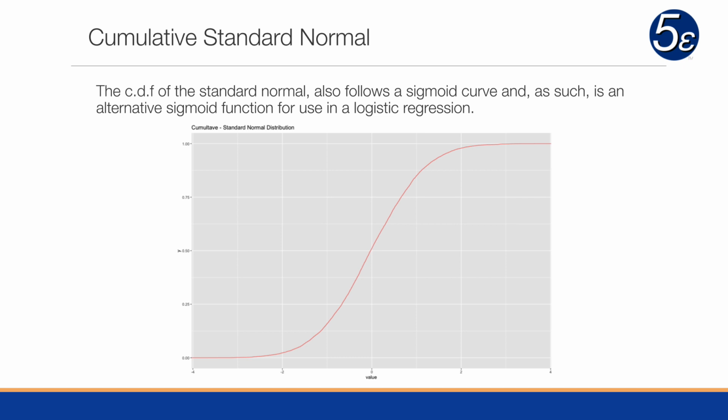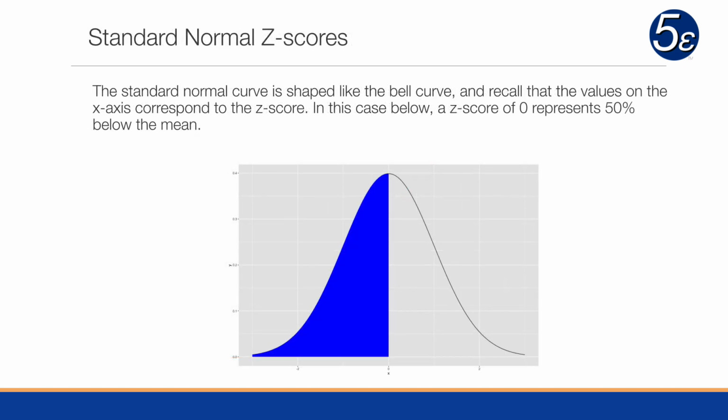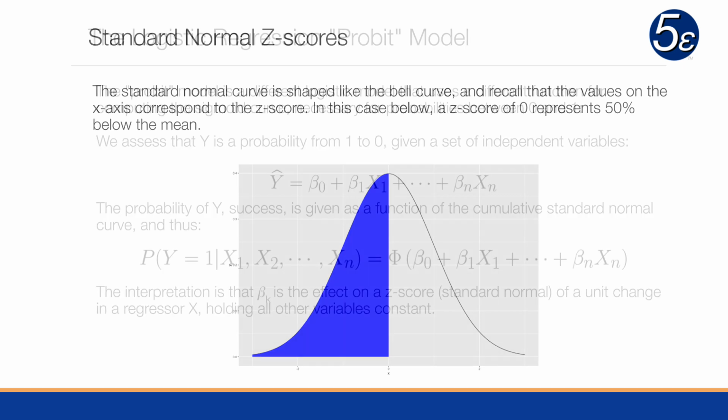So recall that we are looking for a sigmoid curve that would basically match this pattern of asymptotic to 0 or asymptotic to 1. The standard normal curve is shaped like a bell curve, but recall that the values on the x-axis correspond to a z-score. In this case, below, a z-score of 0 represents 50% below the mean, and above, a z-score above 0 would be 50% above the mean.